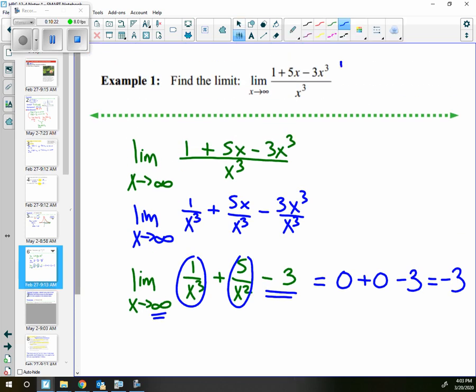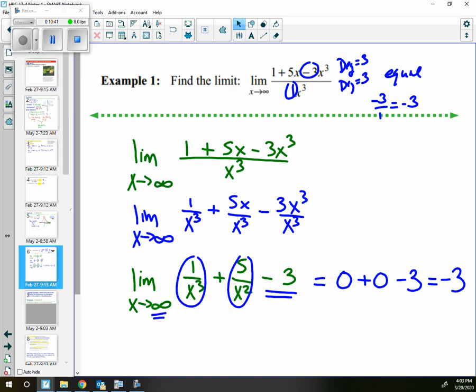Hopefully you remember, let's check our degrees. What's the degree in the top? Degree is 3, degree in the bottom, also 3, so they're equal. If the degrees are equal, remember it goes to the leading coefficients. Now just be careful, that's the highest degree coefficient, so it'd be -3/1, which is -3. So it's the same exact rules we did. If you look back in your, find your horizontal asymptote rules, it's literally the same thing.